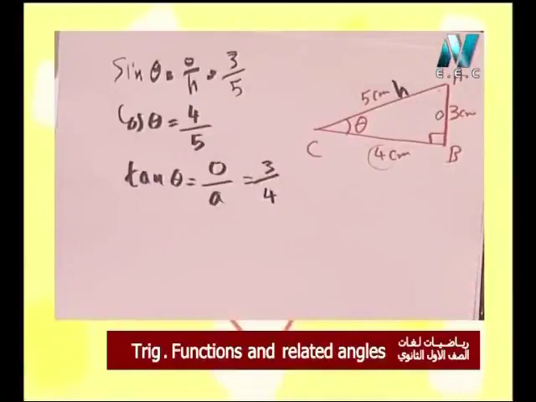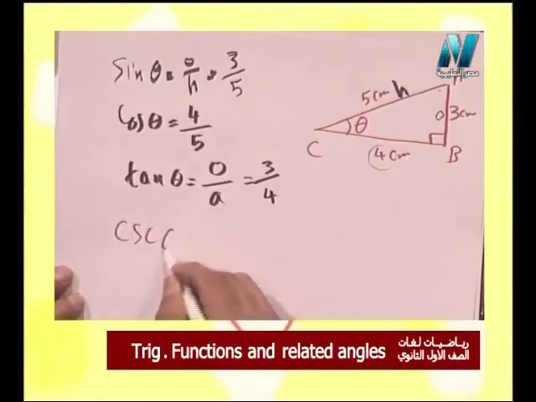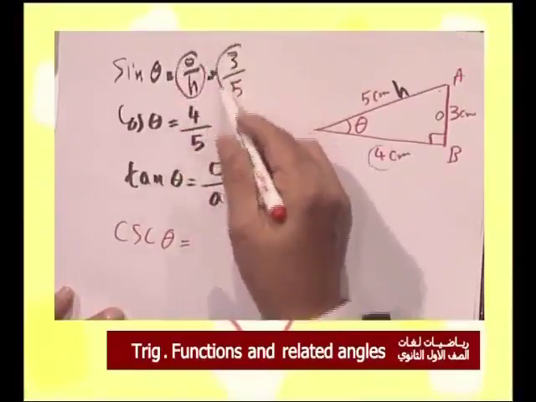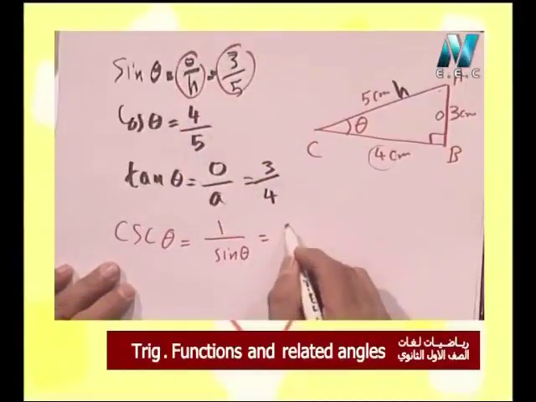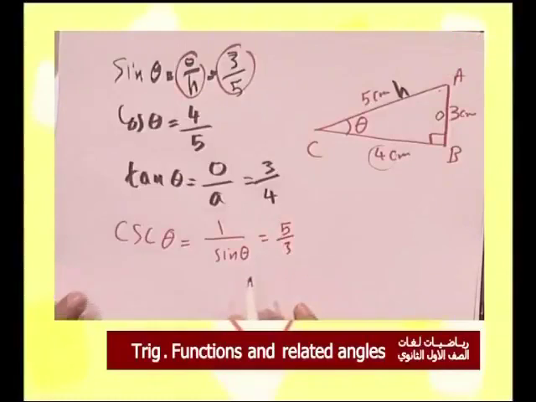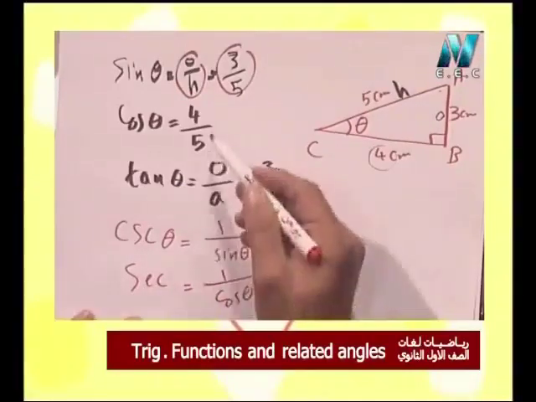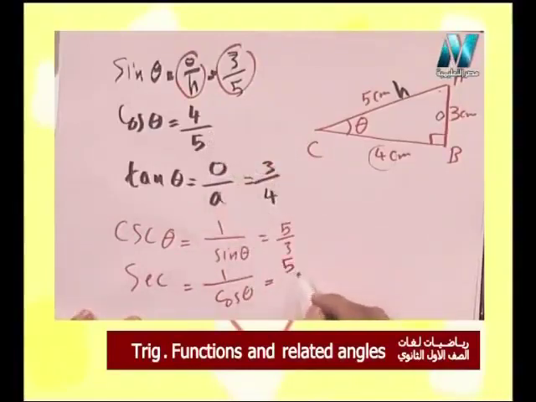And we try to find its reciprocal. The reciprocal of sine is cosec theta. Sine theta equals opposite over hypotenuse, or 3 over 5. Cosec equals 1 over sine, which is the multiplicative inverse. So it equals 5 over 3. Sec theta equals 1 over cosine theta. It's the reciprocal of 4 over 5, so it equals 5 over 4.